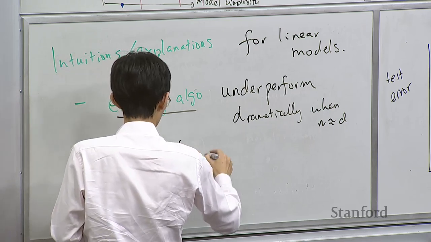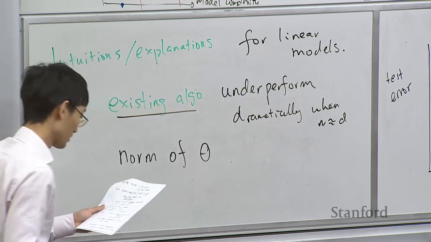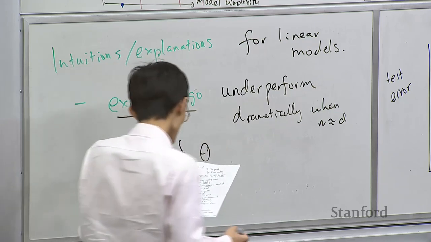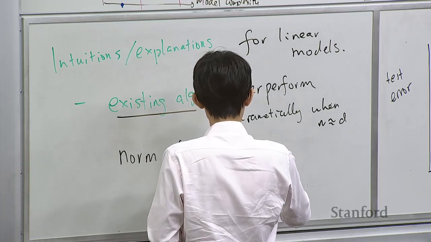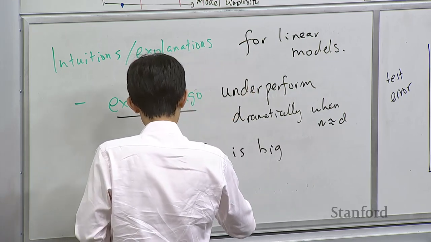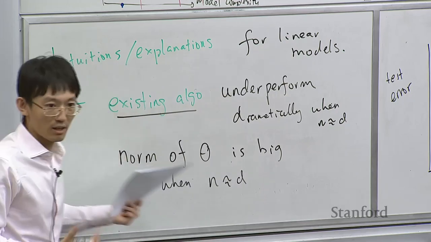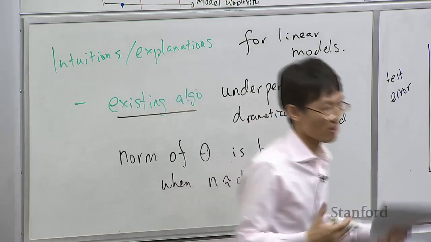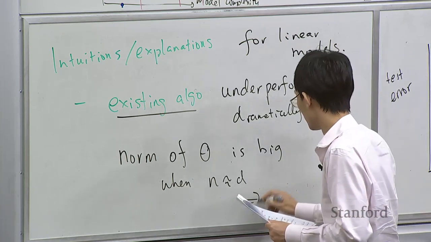of the theta, the linear model you learned, is very big. It's very big when n is roughly equal to d. So we believe that this is at least a partial reason for why this leads to the peak. So this gives the peak.